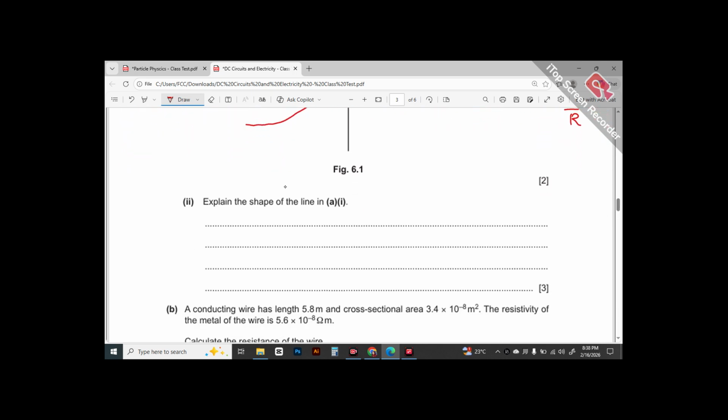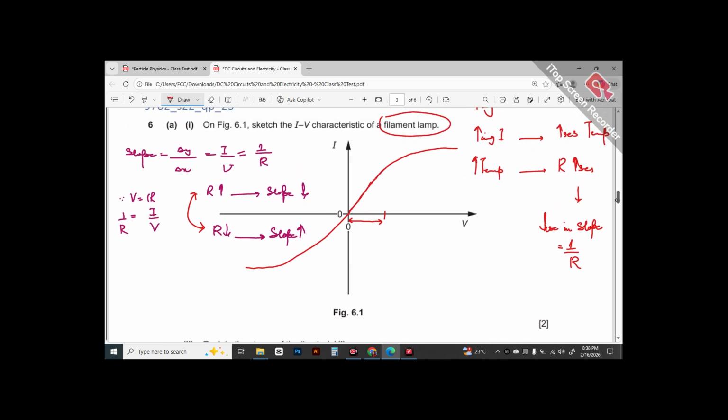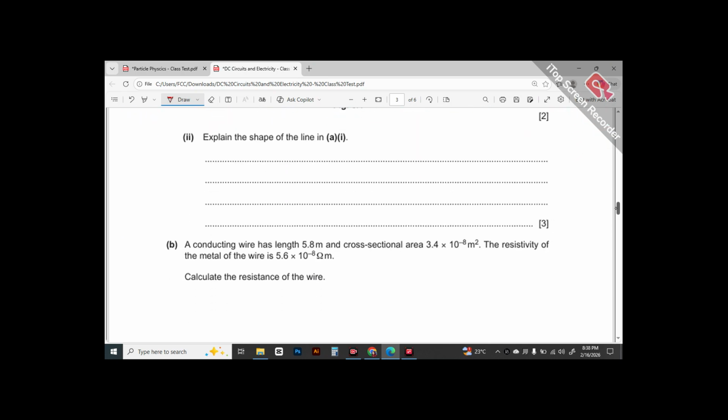That is exactly what you have to write here. In the first part they asked you to sketch the graph, and here also they have mentioned 2 marks. 1 mark is if a student can clearly identify that the trend should be a curve, it should not be a straight line, and it should exist in both the quadrants, first quadrant and third quadrant. And the second mark is assigned if the trend shows clearly that the slope decreases with the increase in voltage.